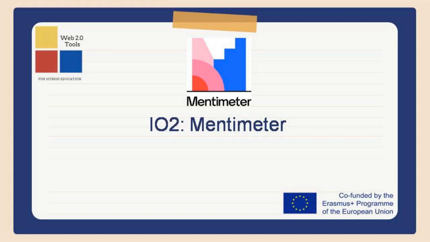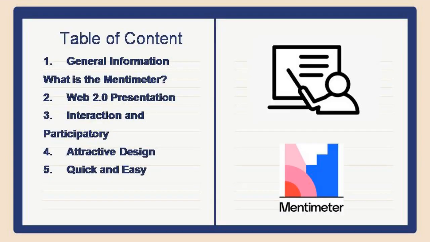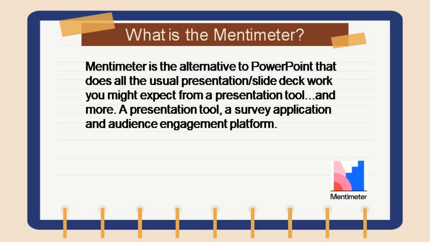Intellectual output 2. Mentimeter. Here's the table of content. 1. General information. What is the Mentimeter? 2. Web 2.0 presentation. 3. Interaction and participatory. 4. Attractive design. 5. Quick and easy.